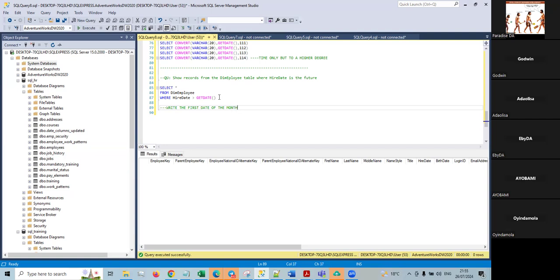Now, this is a bit tricky. Actually, it's a tricky question. The first date of the month, the last date of the month is tricky. And why is it tricky? Because we don't have the same number of days in any month. Some months have 28 or 29. Some have 30. Some have 31. So when you have a question like this, it's a bit tricky to get a dynamic formula that will do the job.